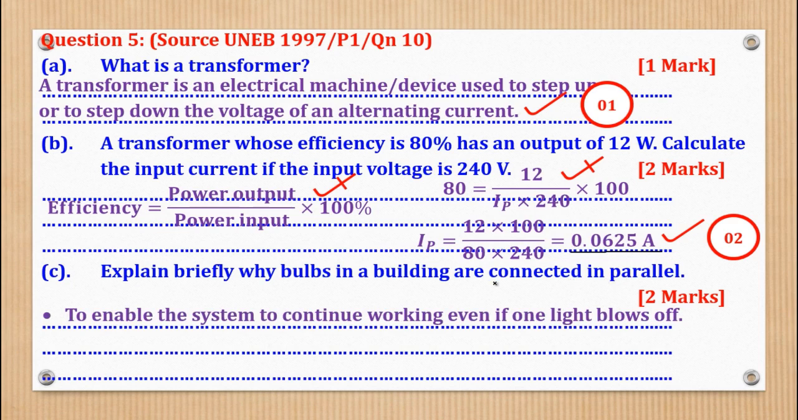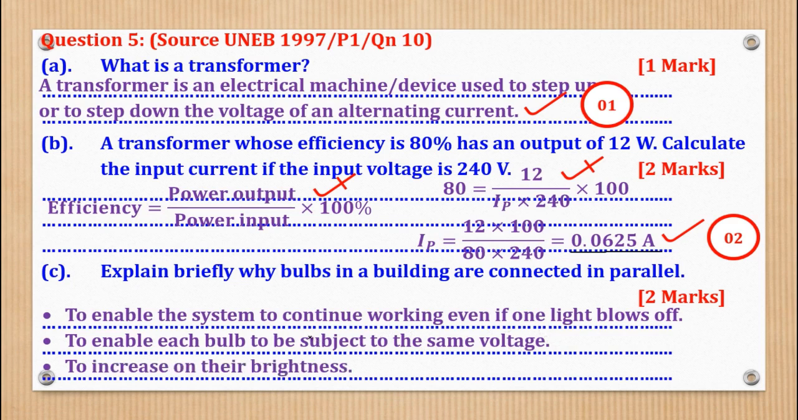So one is to enable the system to continue working even if one bulb blows off. Another reason is to enable each bulb to be subject to the same voltage. Remember, in connection in parallel, voltage is the same. Another one is to increase their brightness. So basically that's what they wanted, and any two reasons is okay.